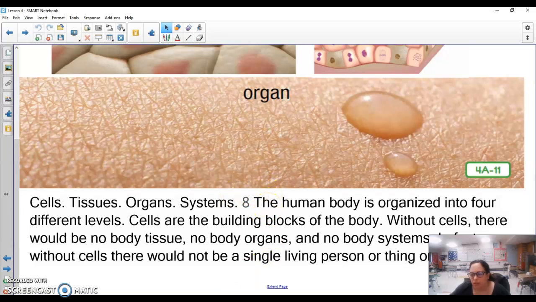The human body is organized into 4 different levels. Cells are the building blocks of the body. Without cells, there would be no body tissue, no body organs, and no body systems. In fact, without cells, there would not be a single living person or thing on Earth.